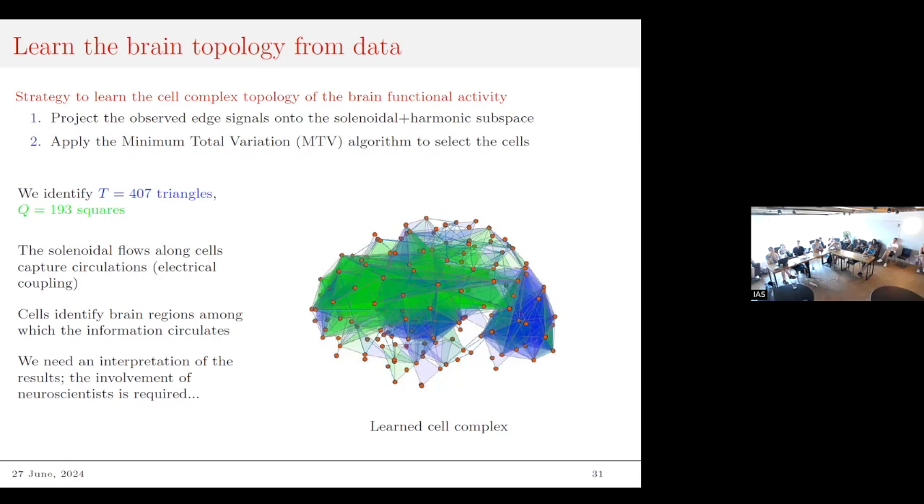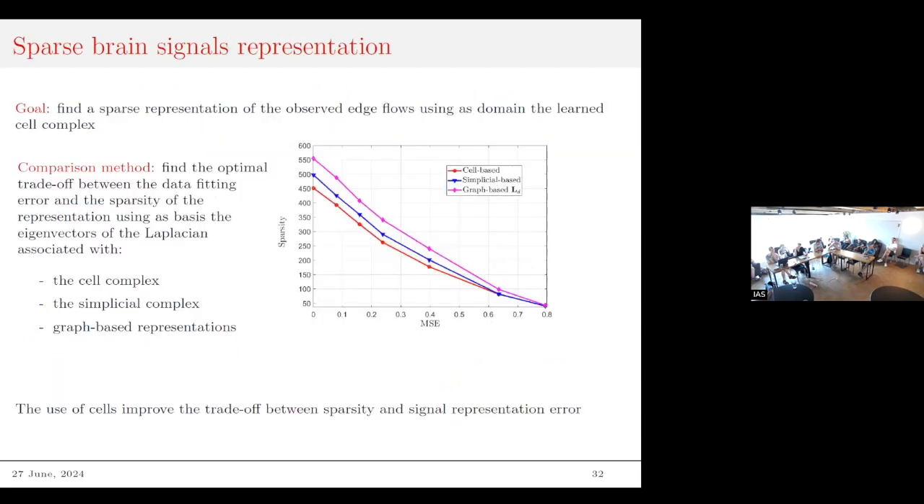In this case, I have only used this data set to infer this cell complex topology and use this inferred topology for sampling and recovery of the signal. Then I find the sparse representation of the edge signal over the inferred cell complex.